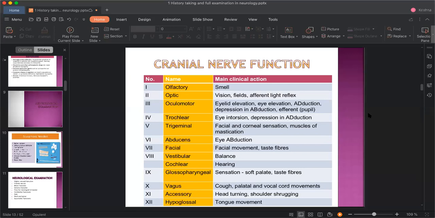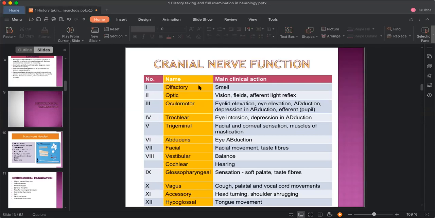First is olfactory, second optic, third is oculomotor, fourth trochlear, fifth is trigeminal, sixth abducens, seventh is facial, eighth vestibulocochlear, ninth is glossopharyngeal, 10th is vagus, 11th is accessory, and 12th is hypoglossal. You cannot change the order, okay? This has to be in the proper order. And this is a very basic question. Please remember one thing: if you cannot even answer the names of the cranial nerves, forget about other questions. It gives a very bad impression to the teacher.